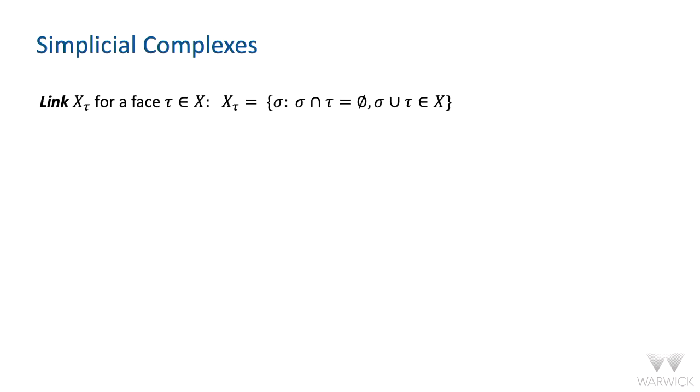Good. So we also need the notion of a link. The link of a face tau is the set of all subsets sigma you can add to tau such that you get a face of the complex, and sigma is disjoint from tau. Another way to think about it is you look at all faces of your complex, you delete tau from them, and that gives you a new complex, which is called the link of tau.